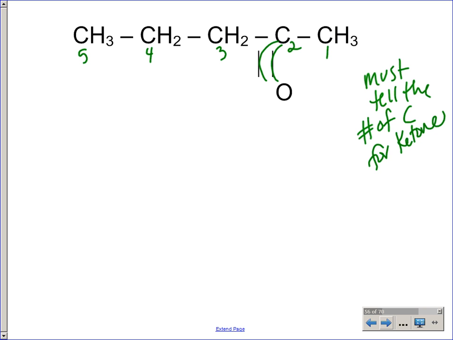So we have to indicate the location because it could be anywhere in between. We just don't know where. So here we go. We have to name it 2-pentanone. So the one you'd want to say 2-pentane, but you change the E to O-N-E. And there are 5 carbons, like we said.